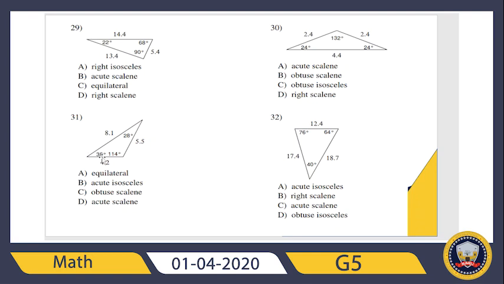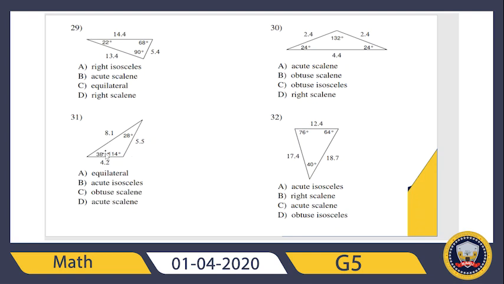Let's move to the angles. First angle 38 degrees, second angle 28 degrees, and the third angle equals 114 degrees, which is greater than 90 degrees. So I can call this triangle, based on the measure of the angles, an obtuse triangle. Let's see the choices. Is it equilateral, acute isosceles, obtuse scalene, or acute scalene? The answer is C, obtuse scalene.